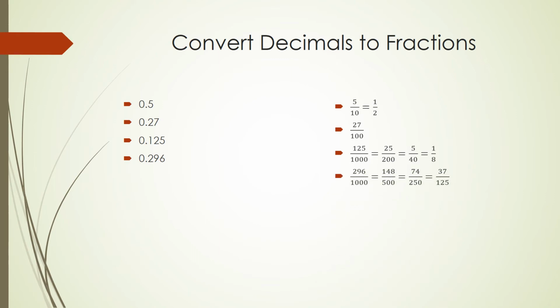296 has a whole bunch of 2's in it. In fact, it has the number 8 in it. Divide the top and bottom by 2, you get that. Divide the top and bottom by 2, you get that. And divide the top and bottom again. And finally, it's reduced to its final form of 37 and 1/25. Well, 37 over 125.